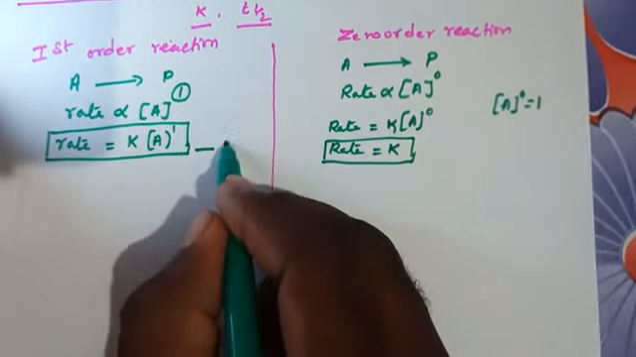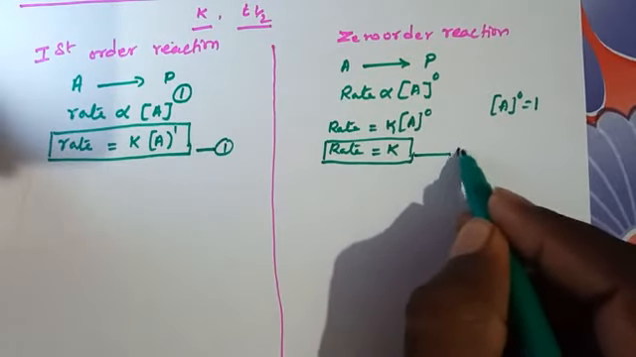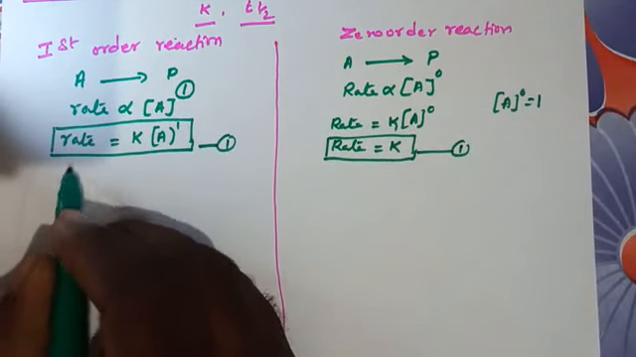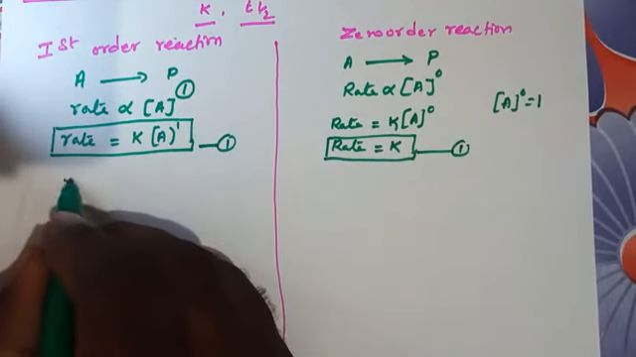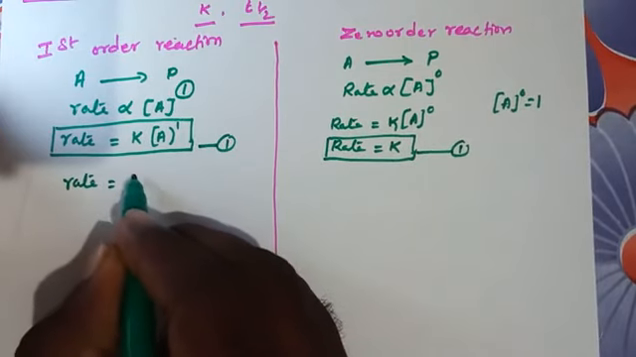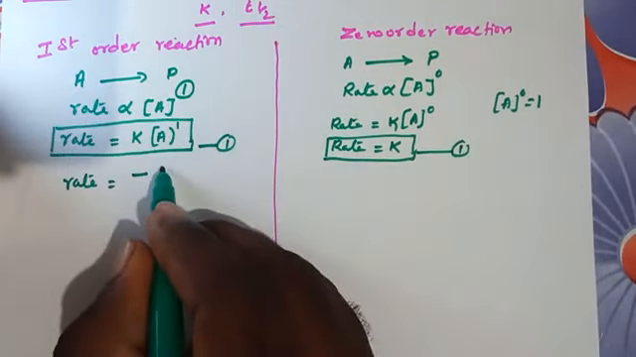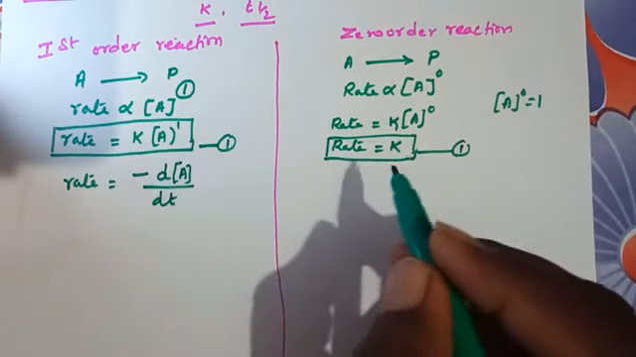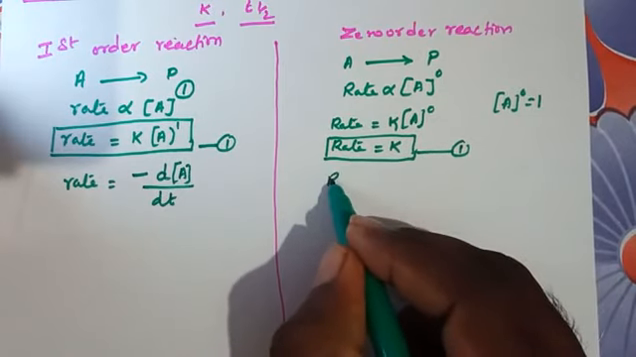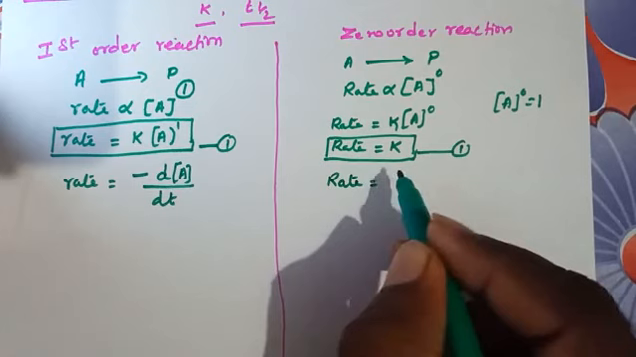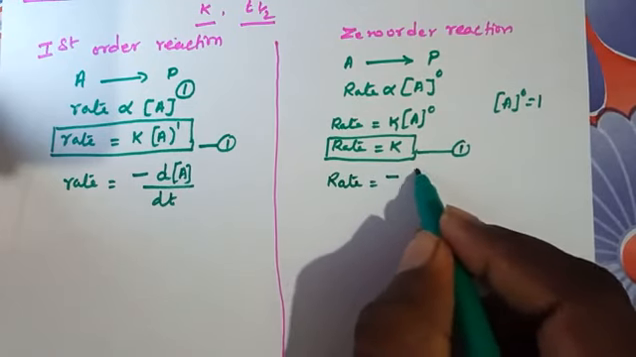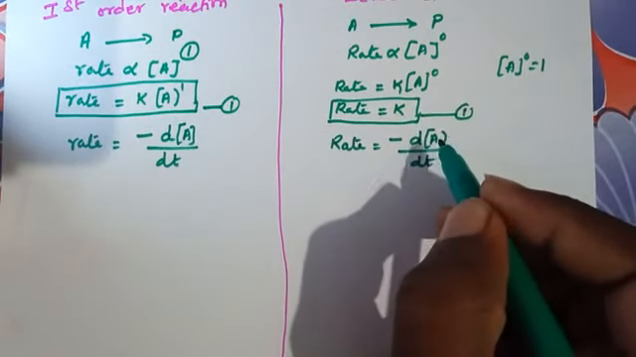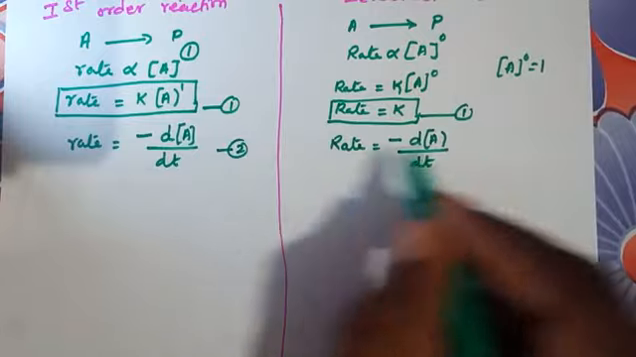This is considered as equation number 1. In the same way, rate expression determination is always possible for the above equation. That means the rate of the reaction is equal to the disappearance, the change in concentration of A with respect to time difference dt. Here for the zeroth order reaction, rate is equal to the change in concentration of A with respect to time difference. This is considered as equation number 2.